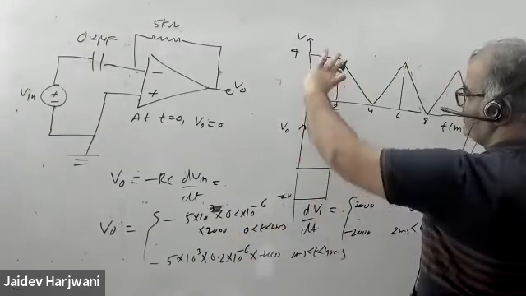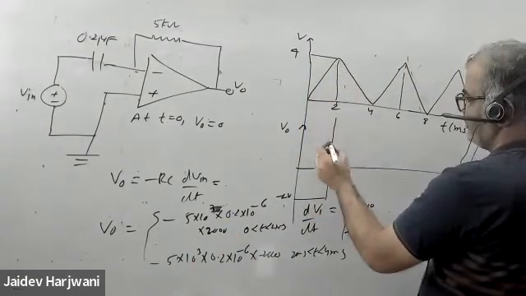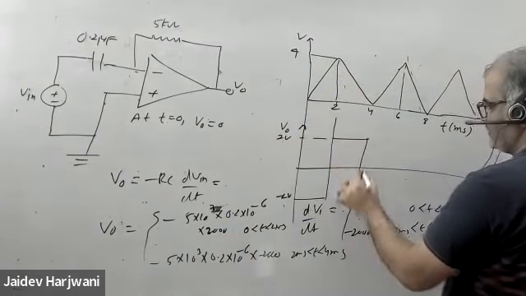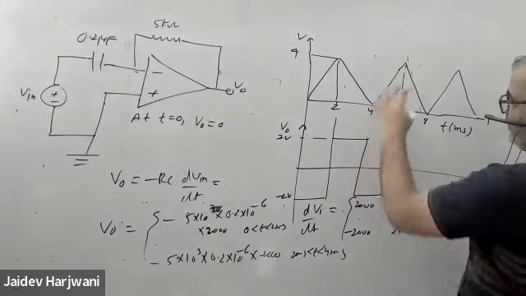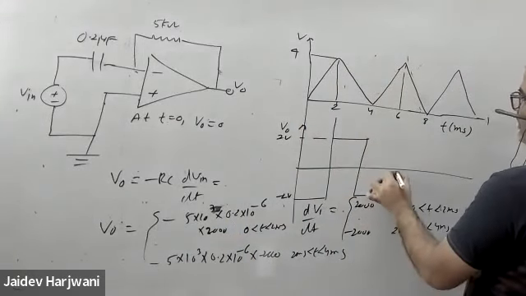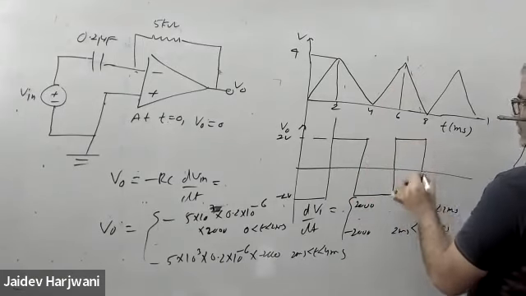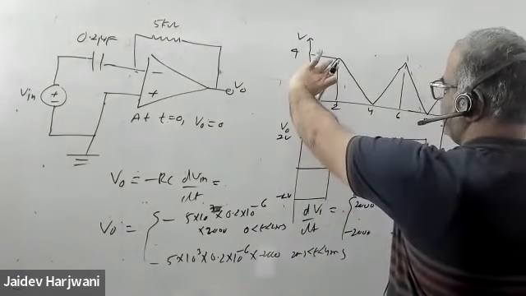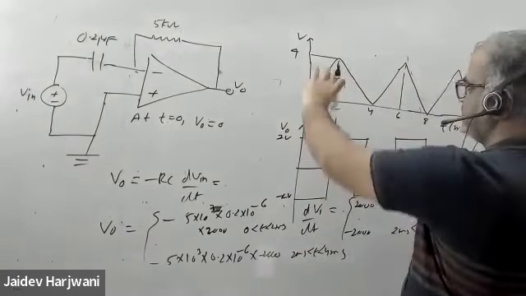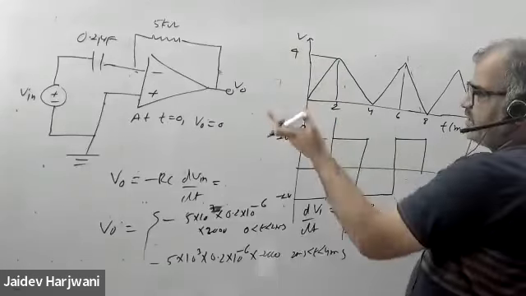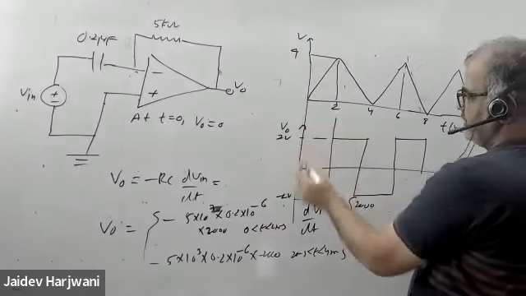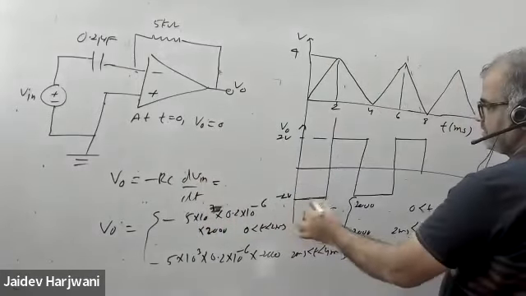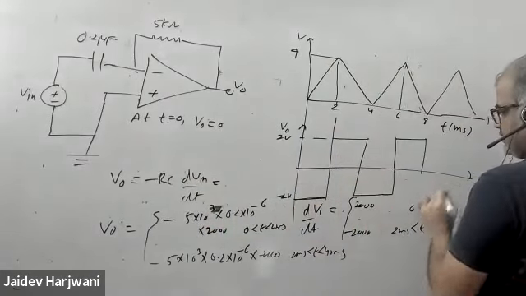When you have this one you get minus 2 volt, when you have this one you get plus 2 volt, and it keeps on going like this. Whenever the input slope is positive you have a minus value, and whenever it is negative you have a plus value. You differentiate a constant slope and it becomes a constant, and since the minus is there, you get a minus constant. So this is your answer.